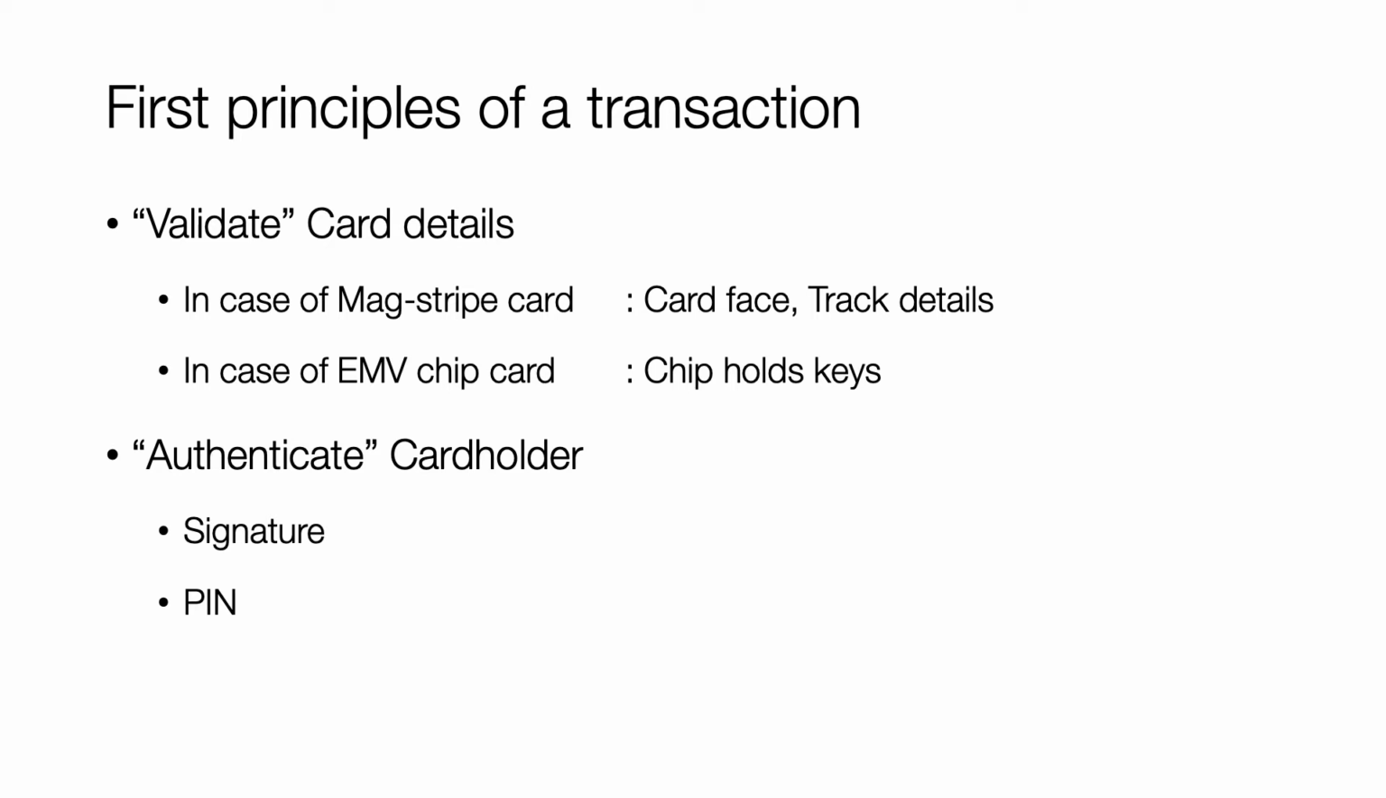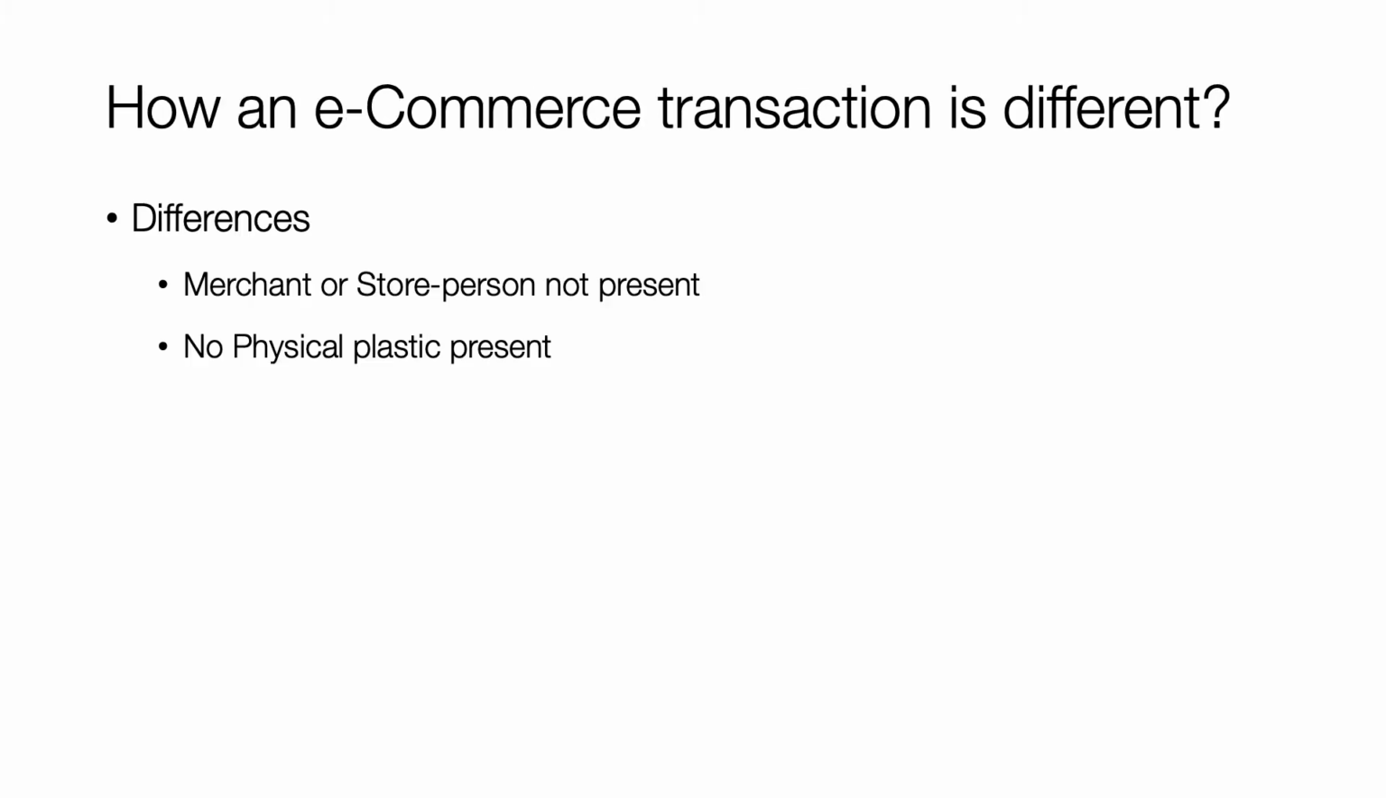Second most important thing is to authenticate if a cardholder is valid. How do we do it? We check if the PIN entered by a customer is valid, or in case of a signature-based transaction, the merchant checks if the signature signed on the receipt is the same as what is present behind the magstripe card. So why are we discussing this? In case of an e-commerce transaction, there is no merchant or store person to physically verify the plastic or the customer, nor can the physical plastic interact at the time of a transaction. That's why we have to understand the different parties involved in an e-commerce transaction.